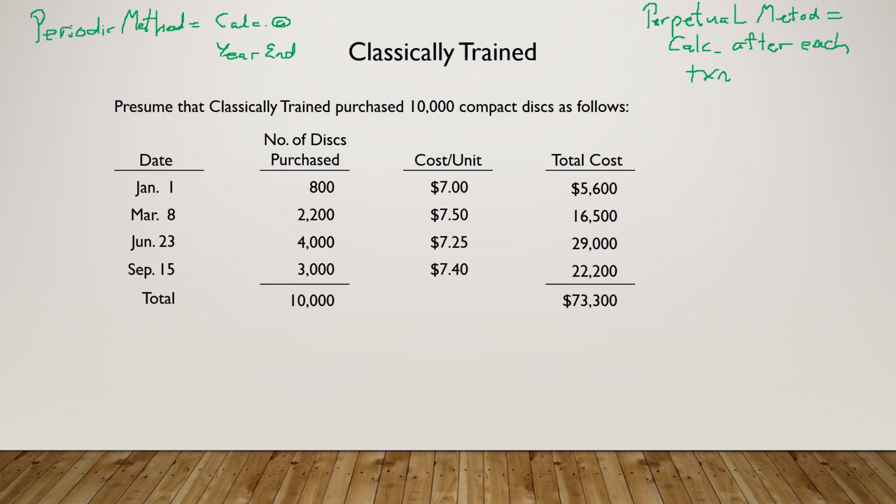On the first of the year, he bought 800 discs at $7 apiece. On March 8th, he bought 2,200 discs at $7.50 apiece. On June 23rd, he bought 4,000 discs at $7.25 apiece. And on September 15th, he bought 3,000 discs at $7.40 apiece. The totals at the bottom show that he purchased 10,000 units at a total cost of $73,300.